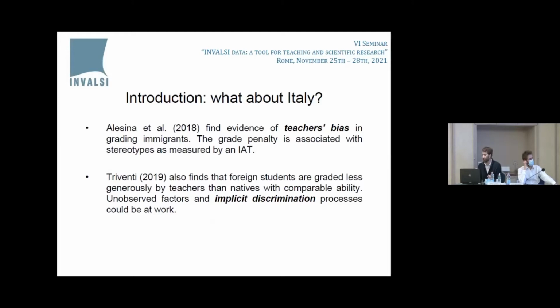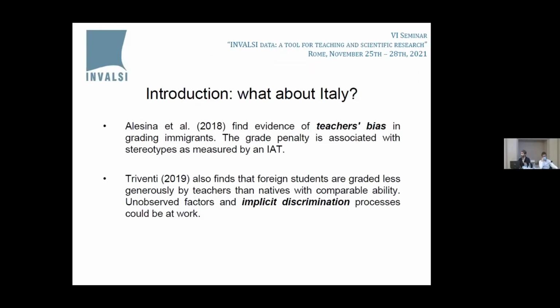And what they show, which is very interesting, is that this penalty, which in some cases can be due also to some other reasons, is associated with the stereotypes as measured by an implicit association test. An implicit association test is a test in which you can try to estimate the stereotype of a certain individual. It's a test that you do at the computer, and it tells you what is the extent of your stereotype in a certain area. And they show that the grade penalty between the subjective and non-subjective score is associated with these stereotypes.